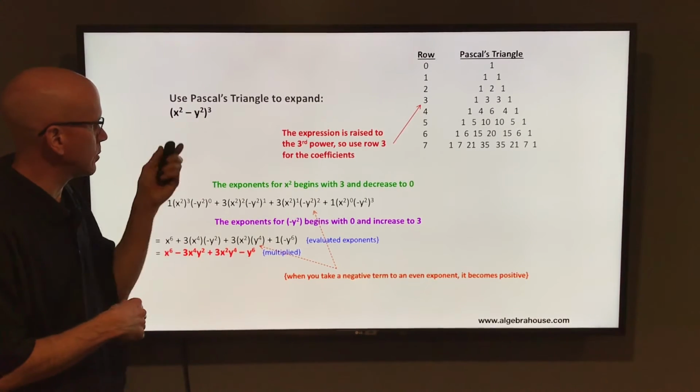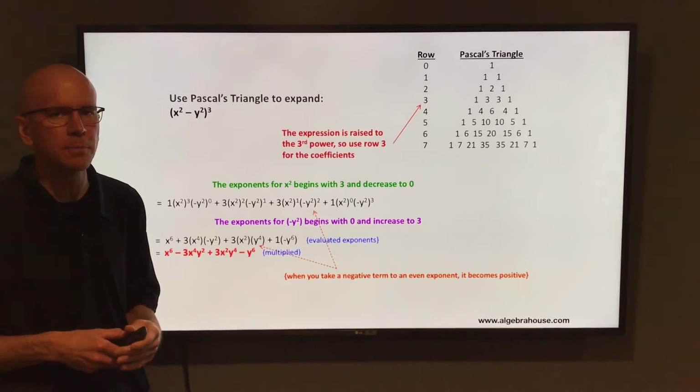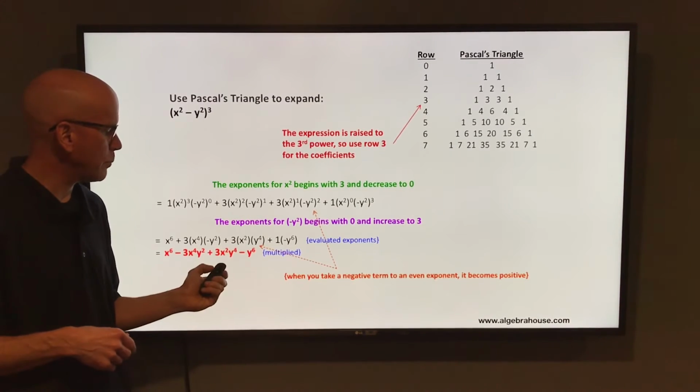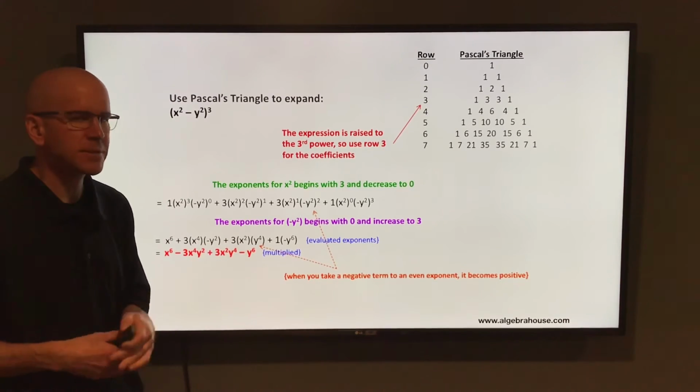So final product here, when you expand x squared minus y squared to the 3rd power, you do get this. X to the 6th minus 3x to the 4th y squared plus 3x squared y to the 4th minus y to the 6th.